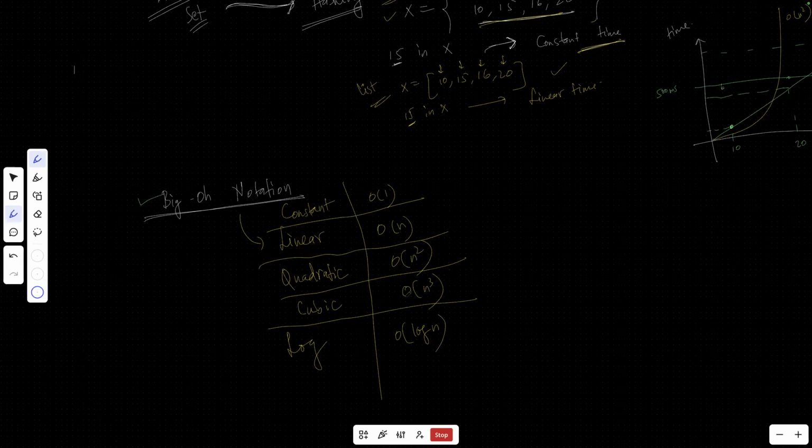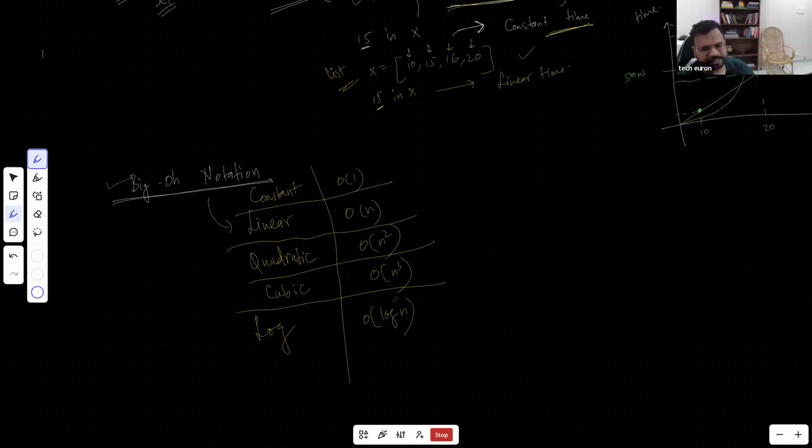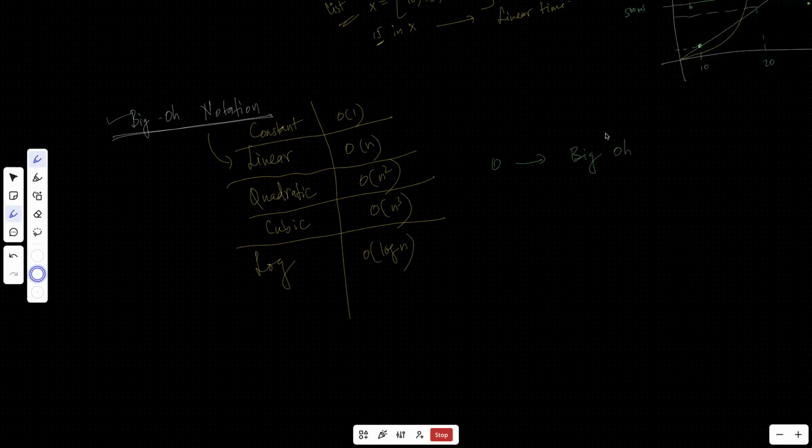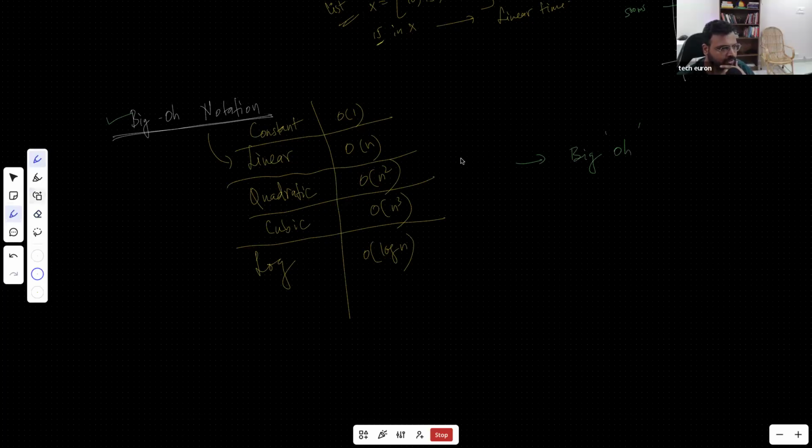Here O means order, but it actually denotes big O. There is also omega and there is also theta. These two are also there, but normally we denote with big O. This is the worst case.